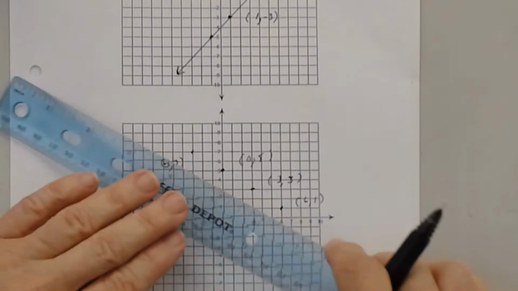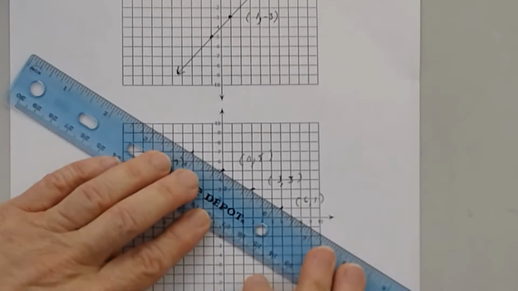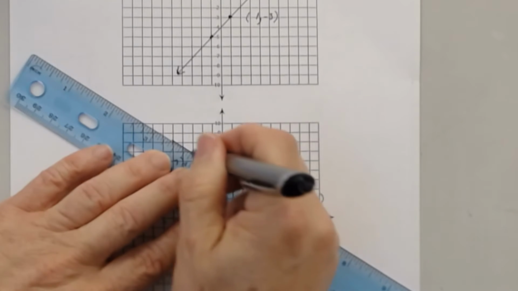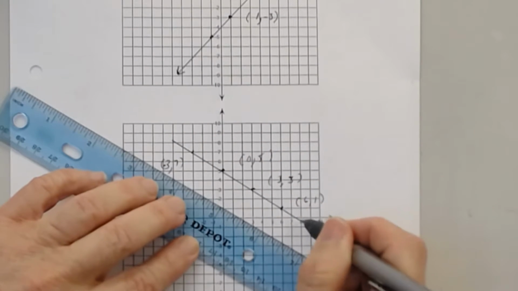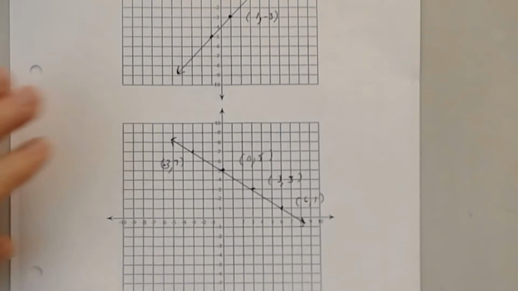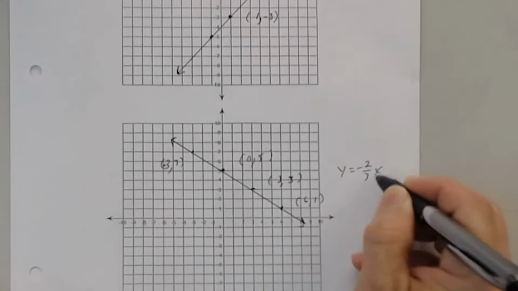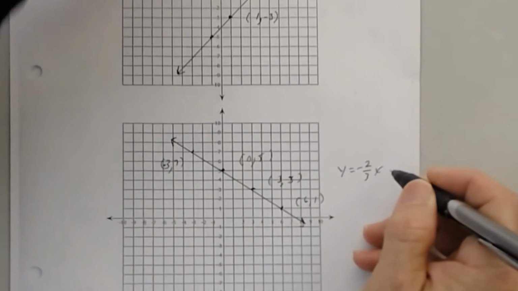And then if you draw the line, again, make sure it goes through those points. Extend that line just like this. And don't forget to draw your arrow. All right, so that is the line y equals negative 2/3 x plus 5.